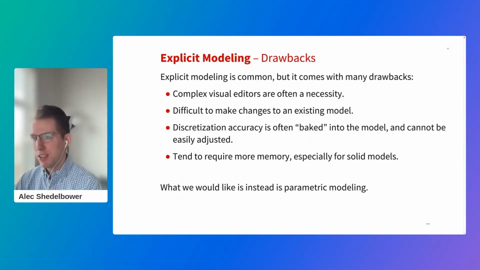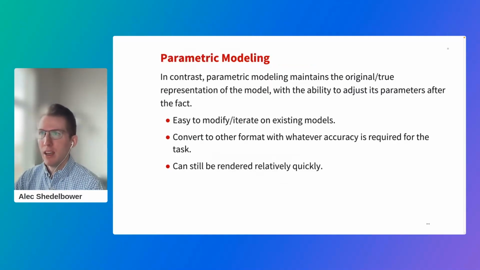So the solution to all these is parametric modeling. In parametric modeling, we basically have the true or original model, which is defined by some equation or some other kind of structure. And then we can adjust its parameters and regenerate it whenever we want. This makes it really easy to modify or iterate on existing models. You're no longer locked into that final version. If you need to convert it to one of those discretized models, you can, and you can decide what accuracy you need at the time of discretization. And lastly, we can still render it fairly quickly usually.